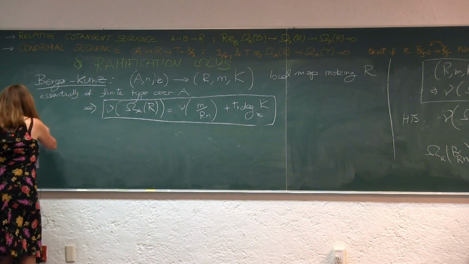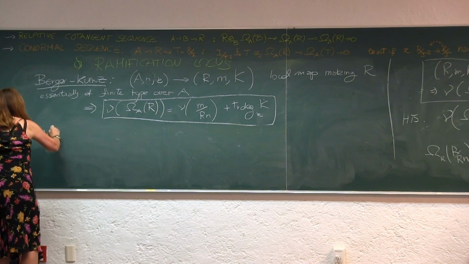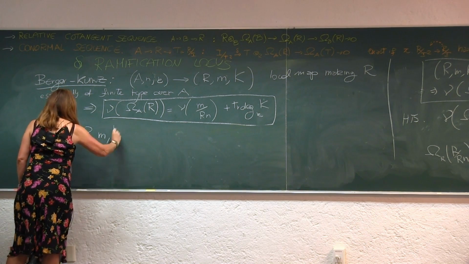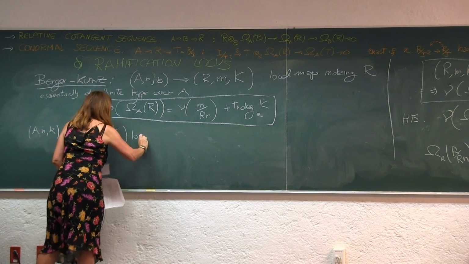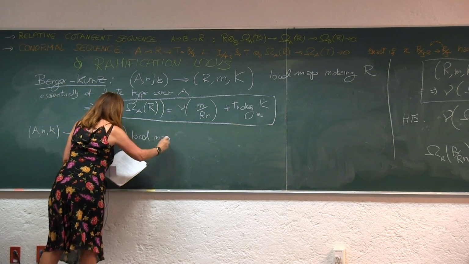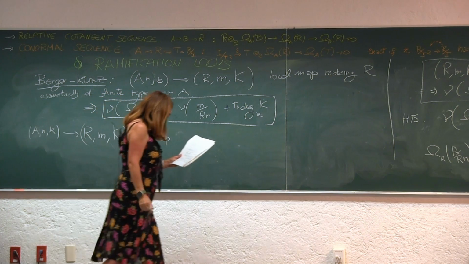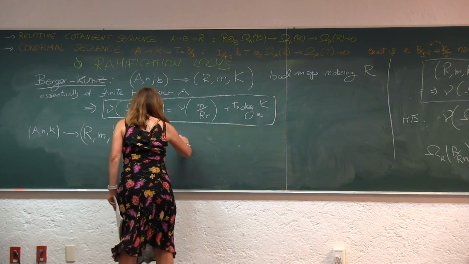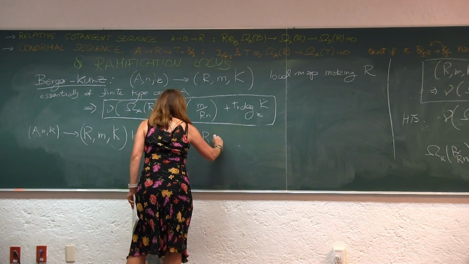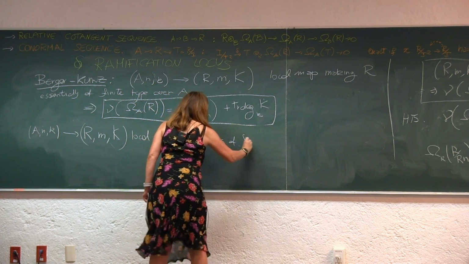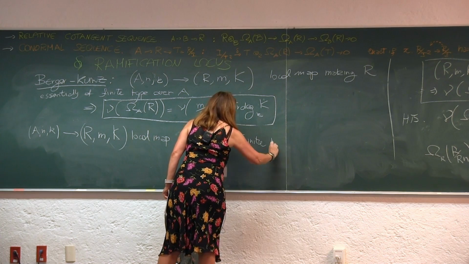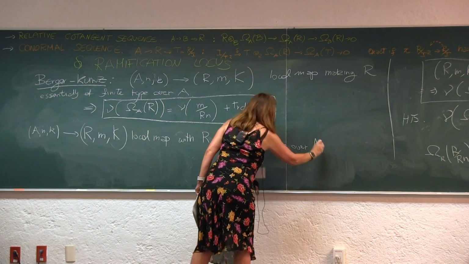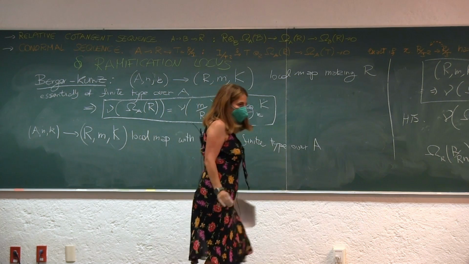So again, like here, you have the same situation, a local map, okay? And with the same thing, with R essentially of finite type over A. So exactly the situation of this theorem, same assumption.